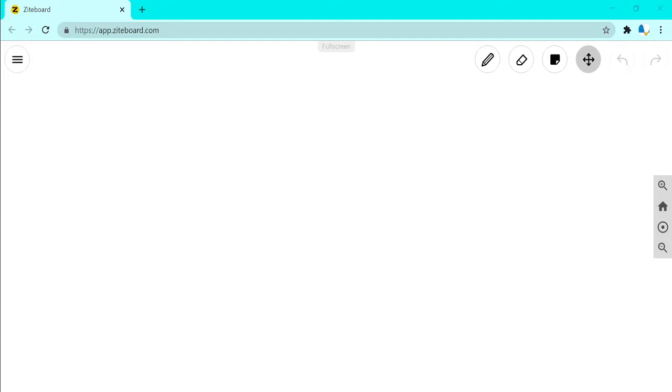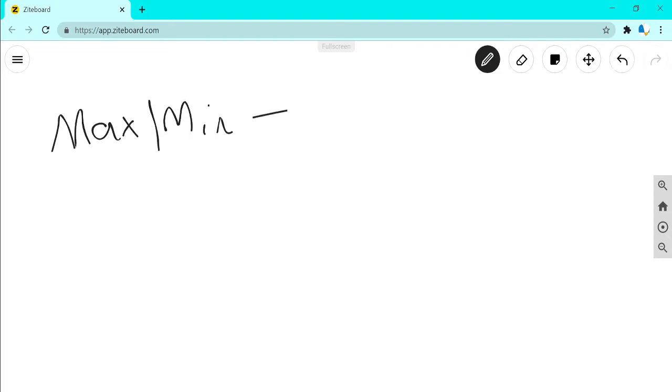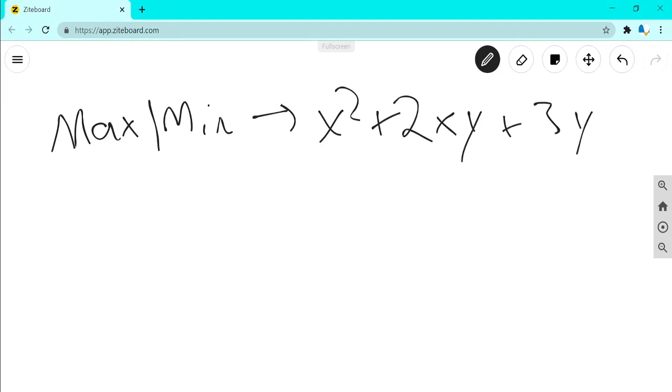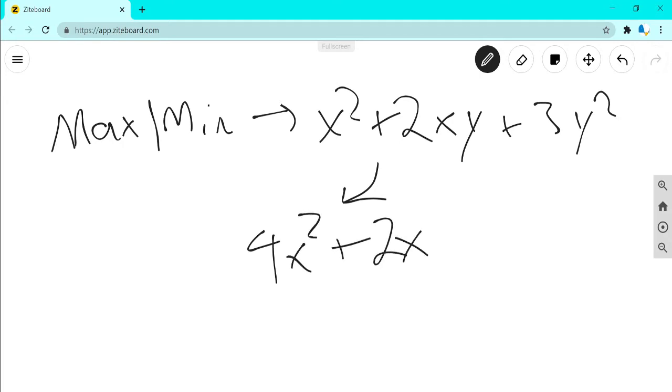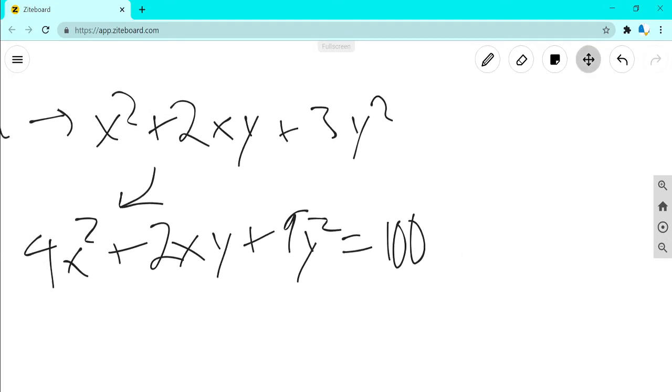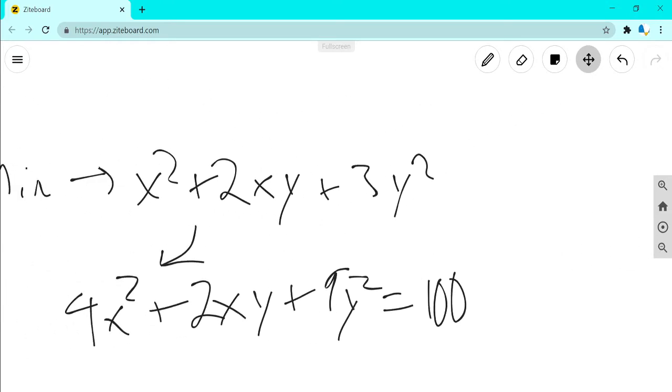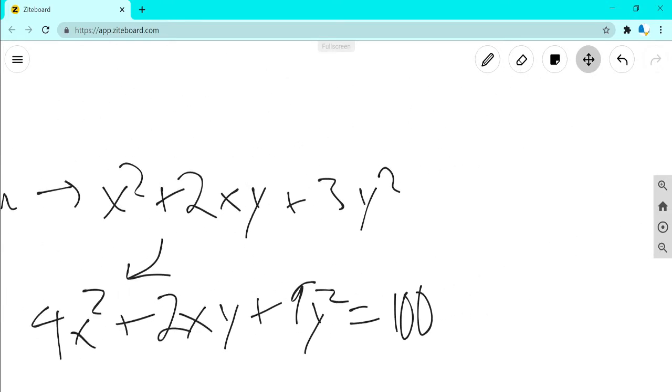Hello everybody, it's Multivariable. Today we're going to be finding the maximum and minimum value of x squared plus 2xy plus 3y squared, but it's subject to a constraint, which means the x and y that satisfy it to get the max or min have to also satisfy 4x squared plus 2xy plus 9y squared equal to 100. So this is multivariable calculus, Calc 3, if you want to know before you watch this.